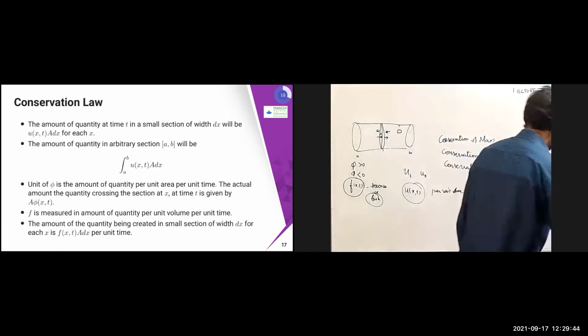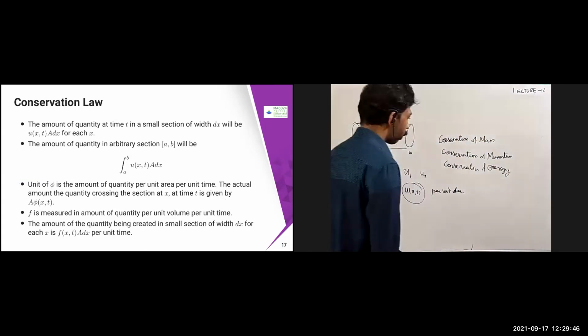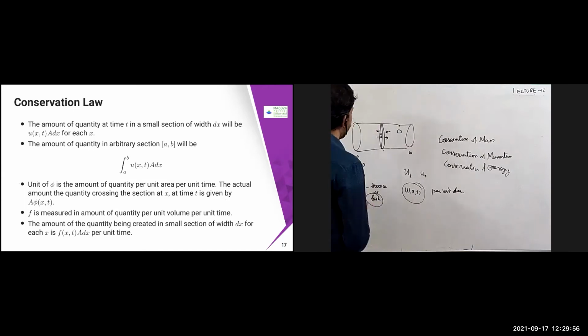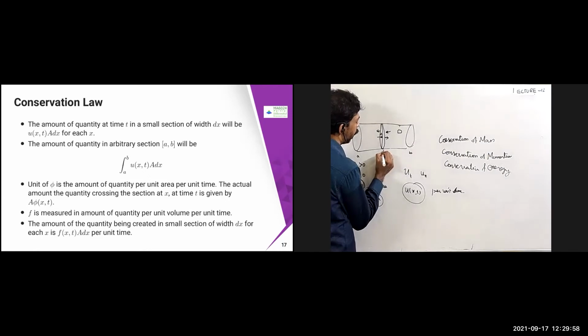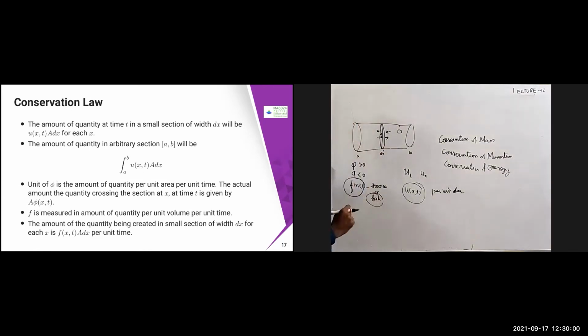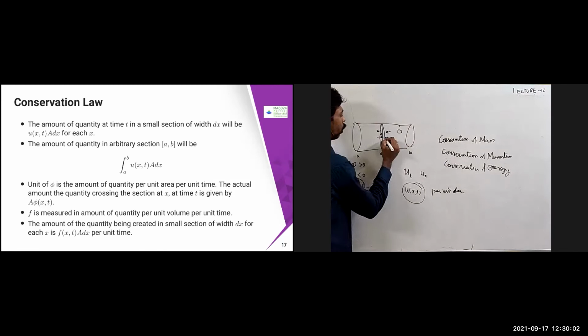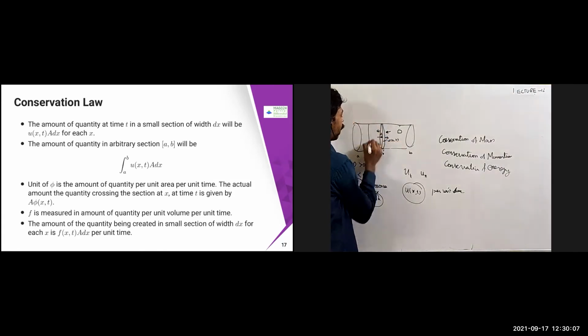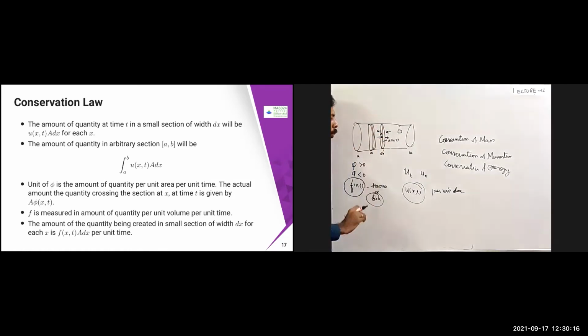Now what am I going to do? The amount of quantity at time t in a small section with width dx. I'm just going to take a very small section dx. So at this location I have the point x comma t somewhere here, and this cross-sectional area is there. I'm going to take a very small distance dx, and in this I'm just going to observe what is going to happen in between.